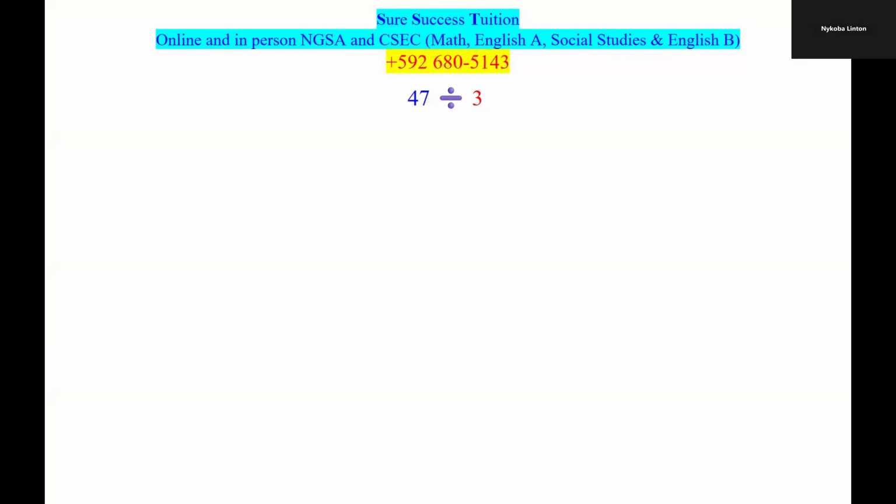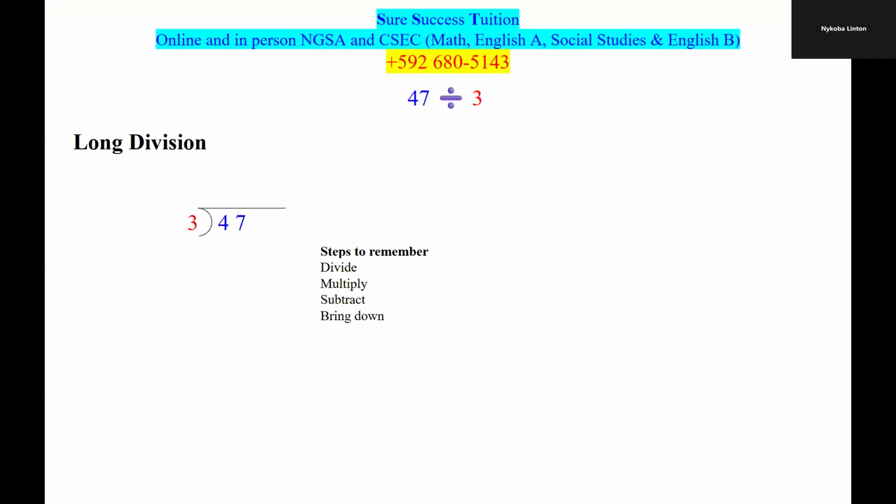So let's begin. We have this question, 47 divided by 3. How do we do this? Well, let's try long division. There are some steps to remember with long division. We first divide, we multiply, we subtract, and then we bring down a digit if there's a need to. Let's see how this works in practice.